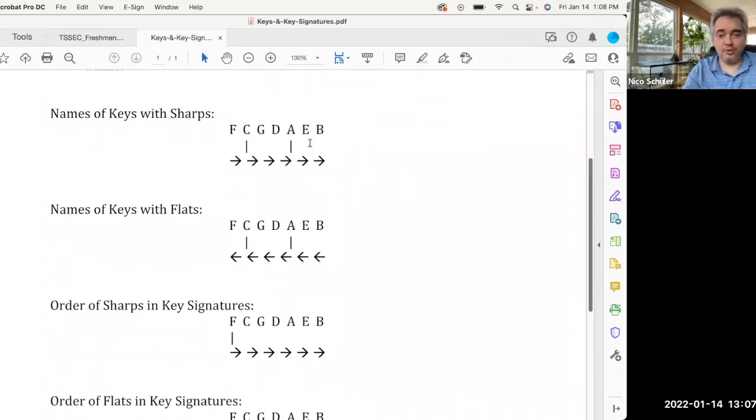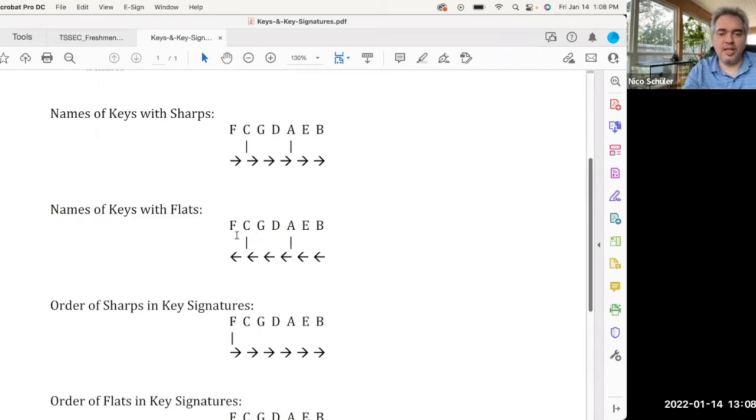Now we can also, if we start on A but not on C, then those are the minor keys. A minor has 0 sharps, 0 flats, no sharps, no flats. If we go to the right, then we have the keys with the sharps. And if we go the circle around, we have to add a sharp to the name of the key. So E minor has 1 sharp, B minor has 2 sharps, F sharp minor has 3 sharps, C sharp minor has 4 sharps, and so on. So A sharp minor would have 7 sharps.